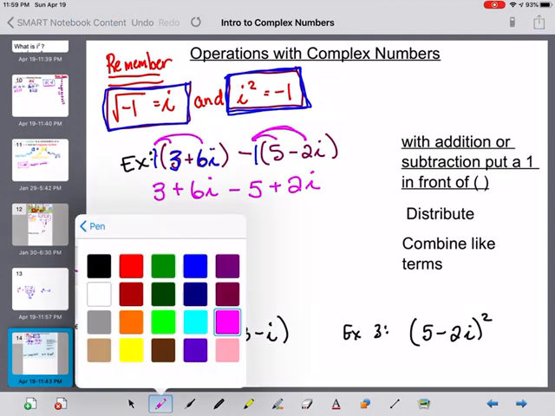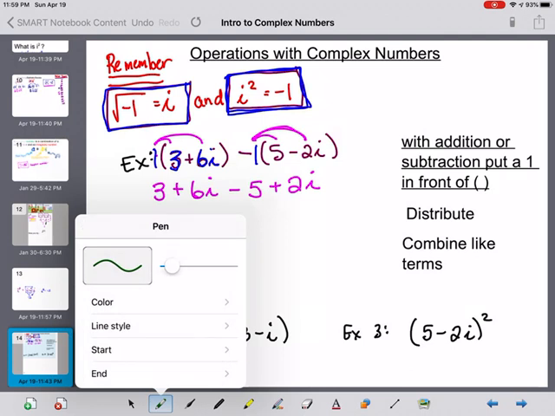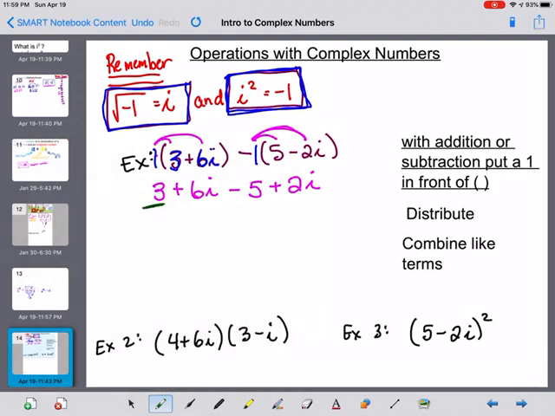Now I combine like terms. So see, this is not too hard. It's just like we've done earlier in the year. These are both real numbers and they can be combined together because they have no variable with them. I add in my calculator 3 plus negative 5 and I get negative 2. Then I have positive 6i.